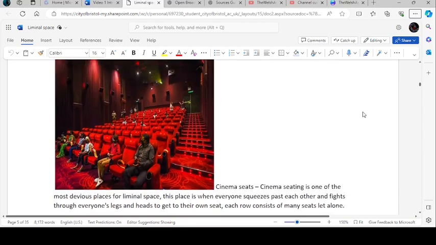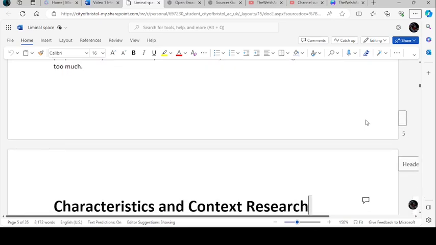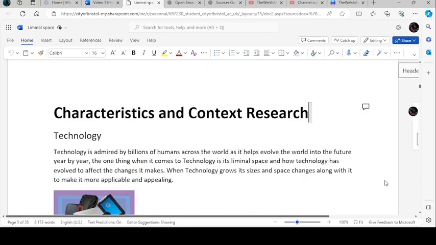The cinema seats. Cinema seating is one of the most devious places for liminal space. This place is when everyone squeezes past each other and fights through everyone's legs and heads to get to their own seat. Each row consists of many seats, let alone people. Liminal space is so far too frequent in a cinema room, but will never be changed as it would cost too much. Characteristics and context research.